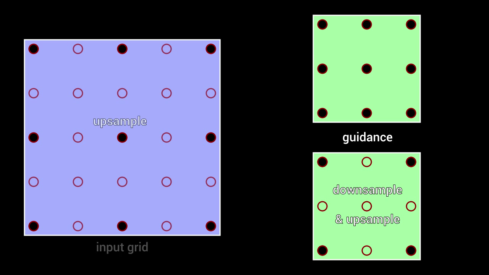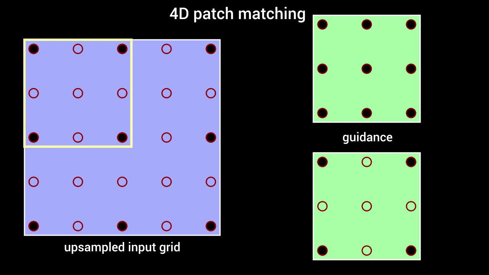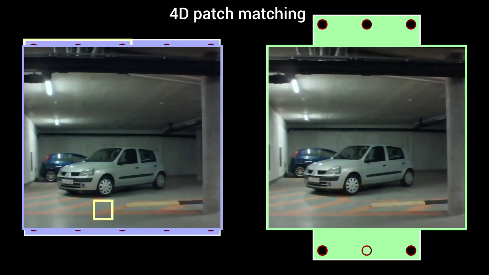The next step is to upsample the input grid to approximate the missing directional samples. Note that the upsampled input grid, the guidance region and the up and downsampled guidance now have the same sampling rate. We synthesize the output grid by extracting 4-dimensional neighborhood patches of the output grid and by finding the closest matches in the guidance region.